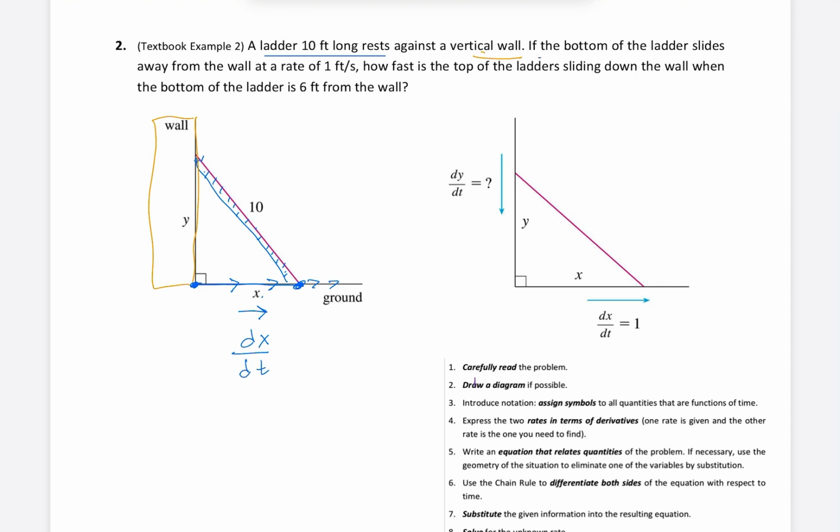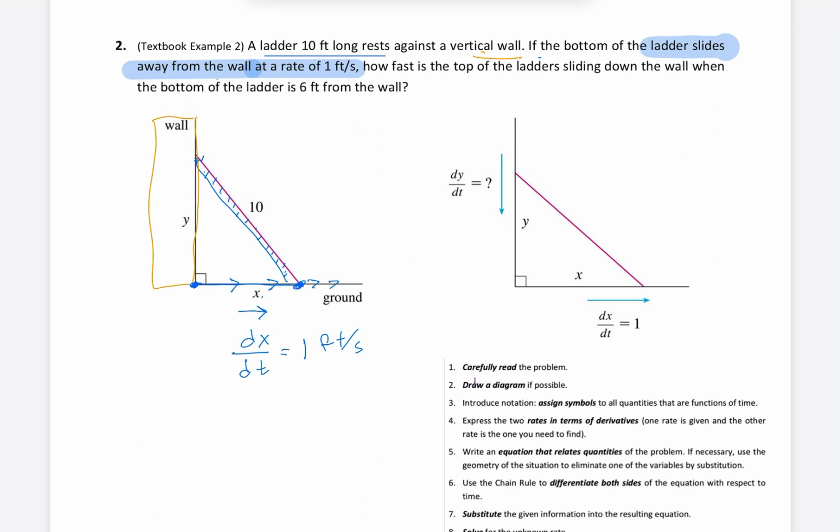So the bottom of the ladder slides away from the wall at a rate of 1 foot per second. That's really saying how fast X is increasing as it starts to slide away. So change in X over change in time. That's what dx over dt means. So they're telling us it's sliding away about 1 foot per second.